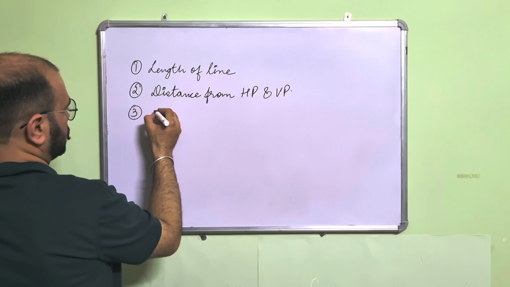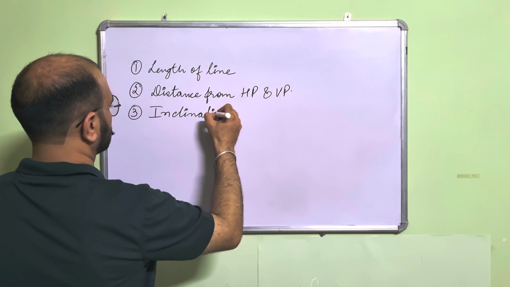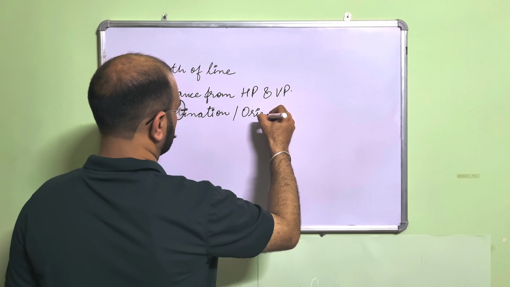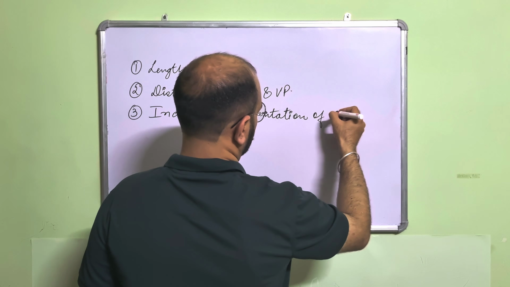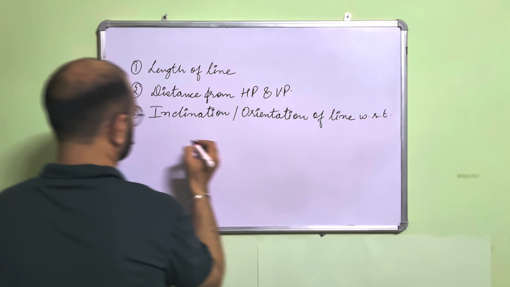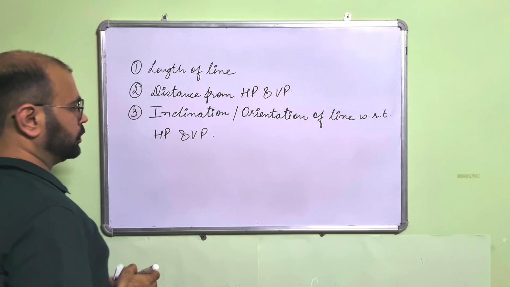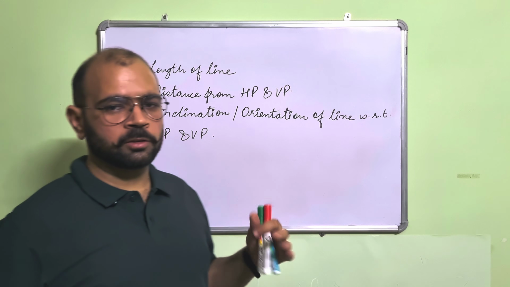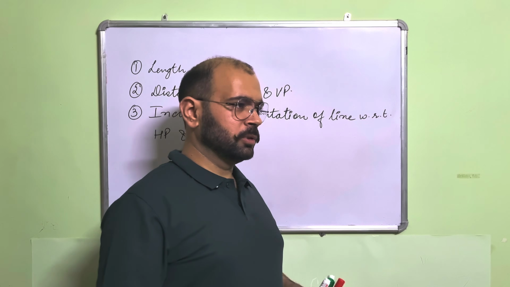And the third is the inclination or orientation of line with respect to HP and VP. This should also be given to you. So what is this orientation with respect to HP and VP? It means whether the line is parallel or perpendicular or inclined to any of the principal planes. So that should also be given to you.